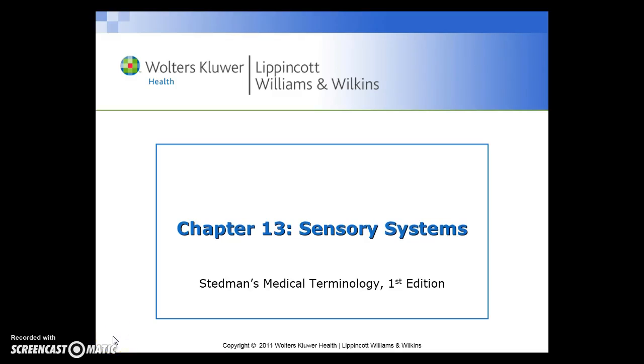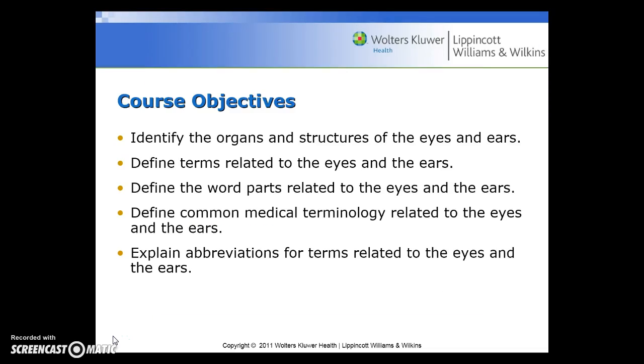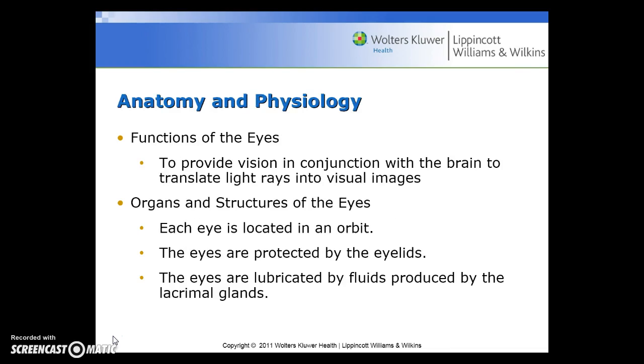Welcome to Chapter 13, the sensory systems. In this chapter, we're going to review the organs and structures of the eyes and ears and terms related to the eyes and ears, as well as word parts related to the eyes and ears, common medical terminology, and abbreviations and terms related to the eyes and ears.